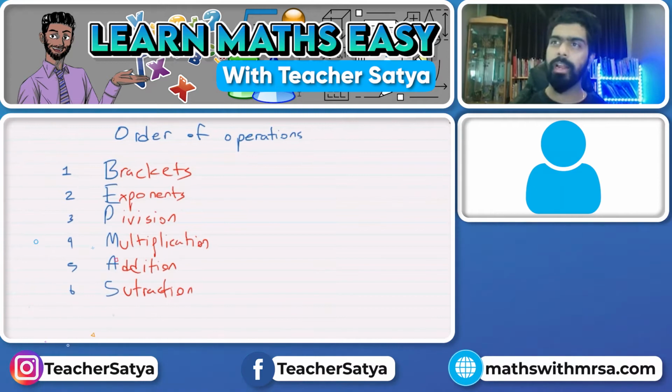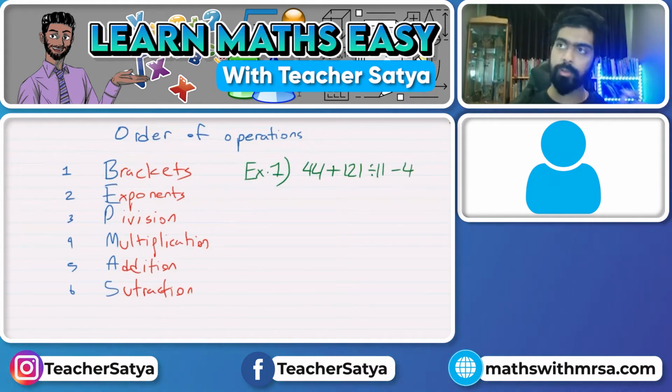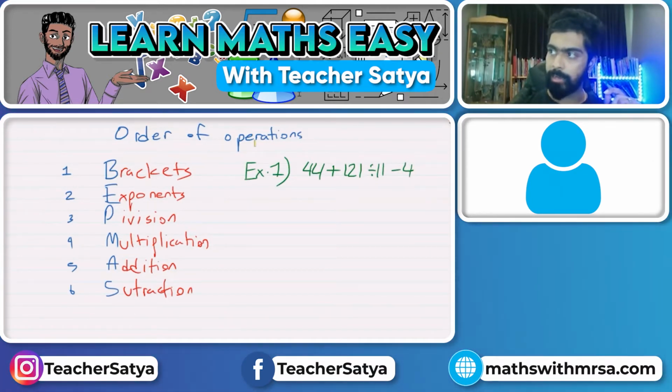All right. Now let me give you an example. Let's say I have example 1. Let's say I have 44 plus 121 divided by 11 minus 4. What is the first thing that we'll do, guys? So we see that we have addition, we have division, and we have subtraction, right? What is the first thing that we'll do? Step 1, what do we do?